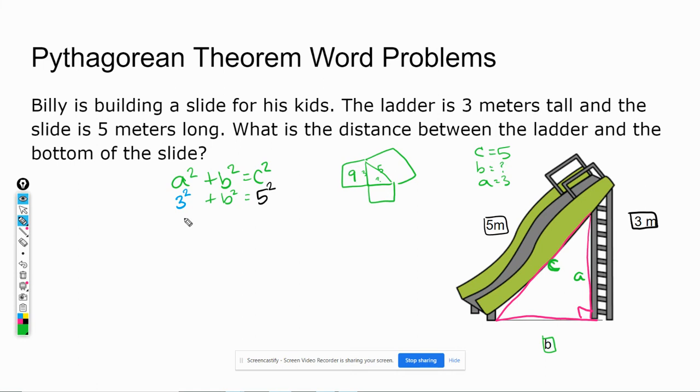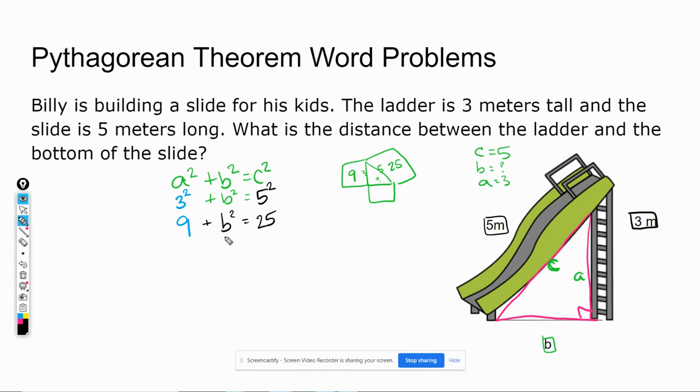3 times 3 is 9. That's where this number comes from right here. 3 times 3 is 9. And I know that 5 times 5 is 25. So I'm going to go ahead and put my 25 in there because I want to make sure that I'm remembering to square it. And then I know that B squared.